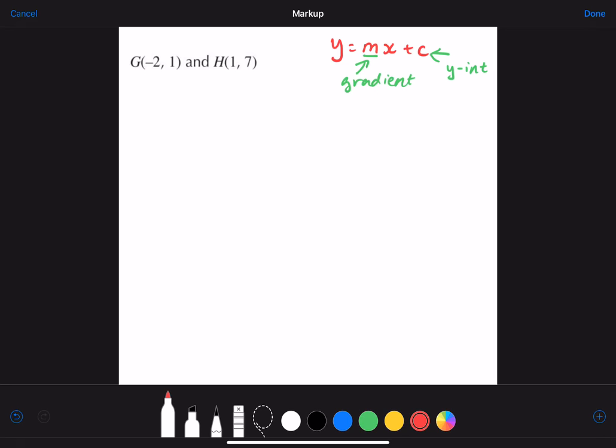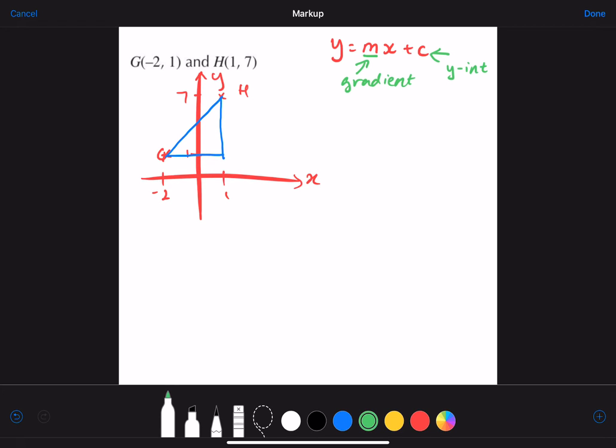Now, in this question, we actually have two coordinates, G is negative 2, 1 and H is 1, 7. So what I'm going to do is roughly plot it out just to give you a visual picture of how it looks. I'm going to plot out point G, which is here, and then 1, 7, this will be H. Now let's put it into a triangle form. So this one's here, here, and here.